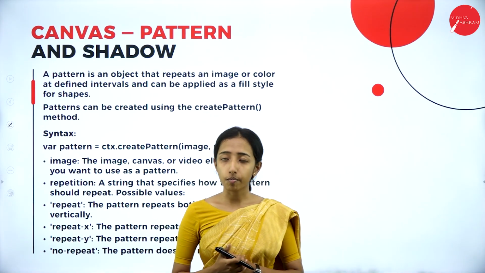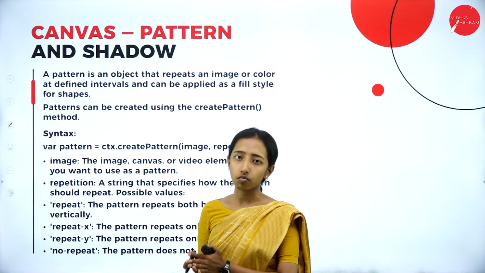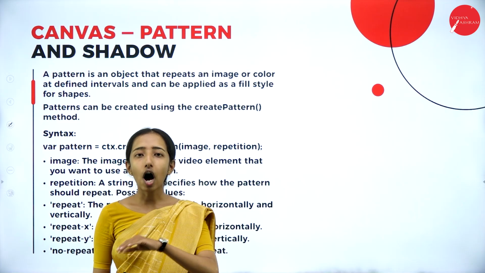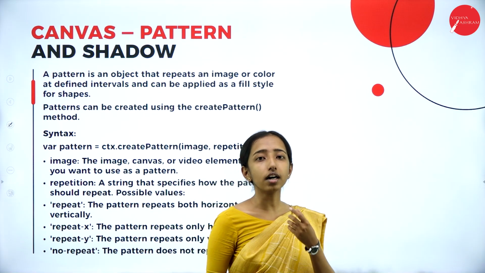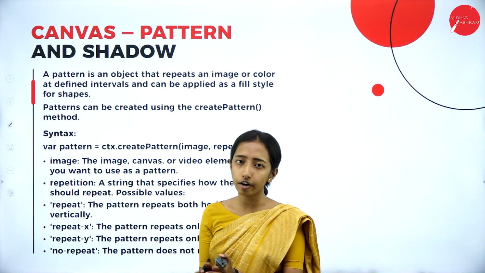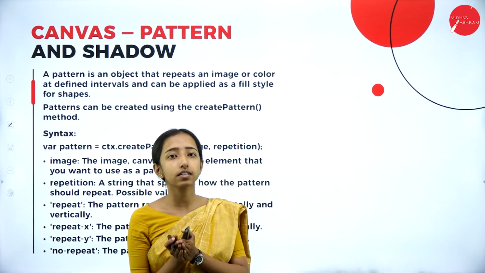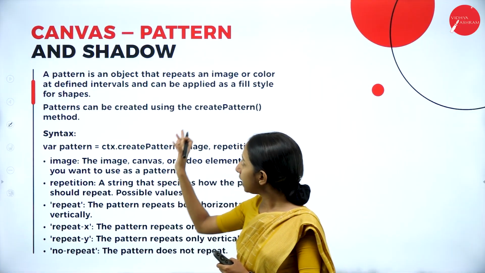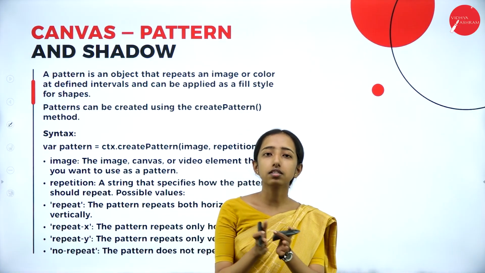So the next concept we are going into is the pattern and shadow in the canvas. We have come across the rectangle, how we can draw the rectangle, how we can have the desired curve, how we can have the images. The next topic we will be learning is how we can have the pattern and shadow using the canvas. As I said, the canvas will be using JavaScript and the rendering context to draw even the pattern and the shadow. So what is this shadow and what is this pattern?